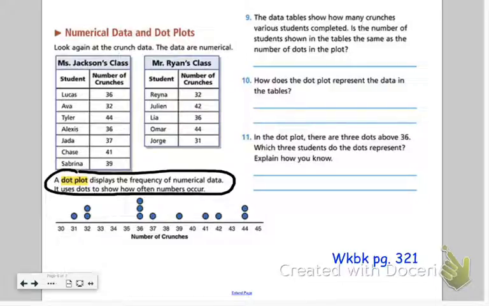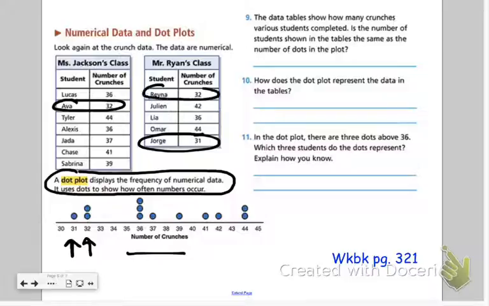So if you look at this dot plot here, we've got our number of crunches. Notice we have 1 dot above 31. Well, that must be for Jorge. Jorge had 31 crunches. We've got 2 dots above 32. That must be for Ava and for Raina, because they both had 32 crunches. Look all the way at this end. We've got 2 dots above 44. Well, that must be for Tyler, who had 44 crunches, and for Omar, who had 44 crunches. So this time we're not comparing the 2, we're compiling the data into one dot plot.